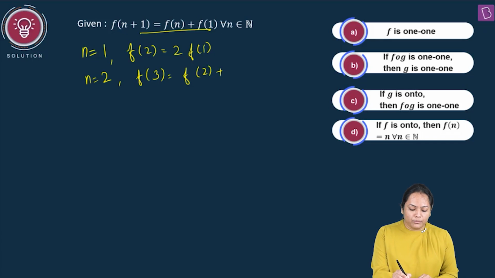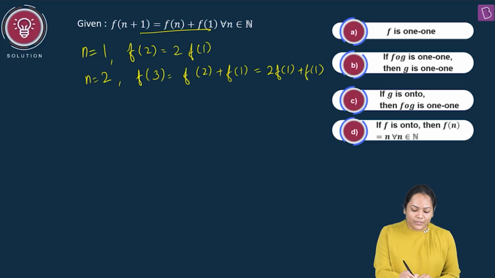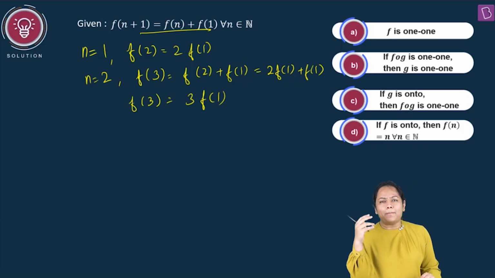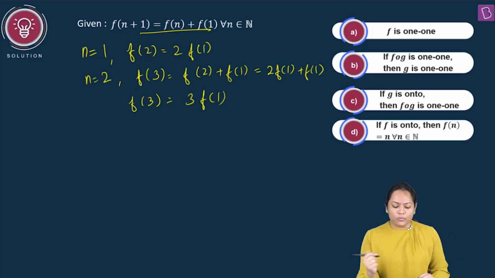Further, putting more values, let's say n as 2, I'm going to get f of 3 is equal to f of 2 plus f of 1. That is going to be 2f of 1 plus f of 1. So that means my f of 3 actually comes out as 3 times f of 1. Are we observing a pattern here? Well, let's check for one more value.